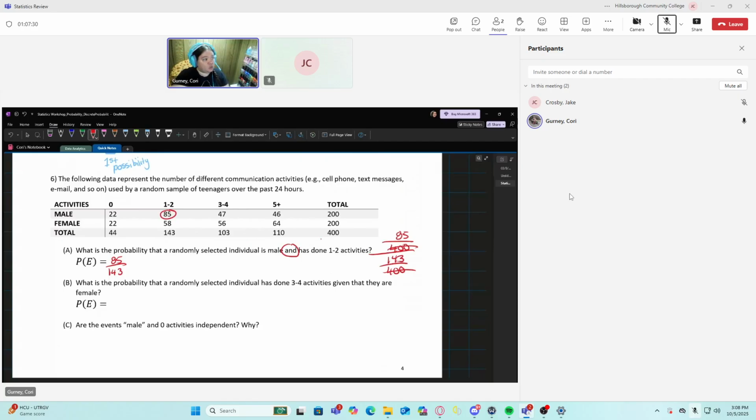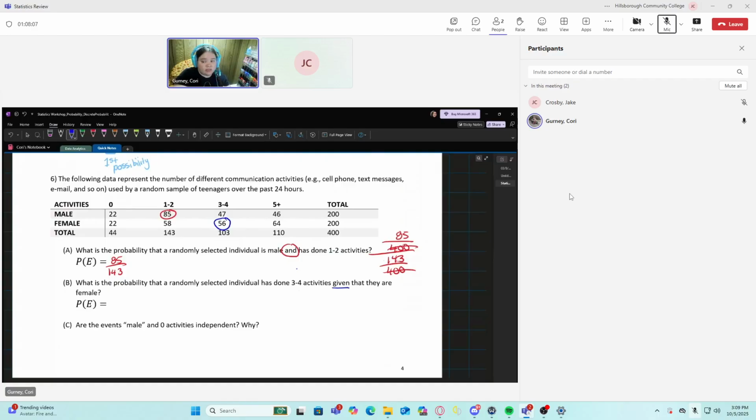Because you're doing the individual males out of the total, so 85 out of 400, and then he has done 1 to 2 activities, 143 out of 400. What is the probability that a randomly selected individual has done 3 to 4 activities given that they are female? So given here, again, you're going to look at 3 to 4 activities first, 56 over 103? So this one has 3 to 4 activities first.